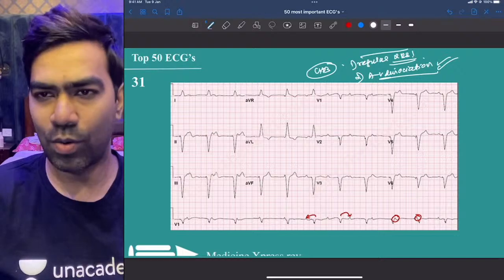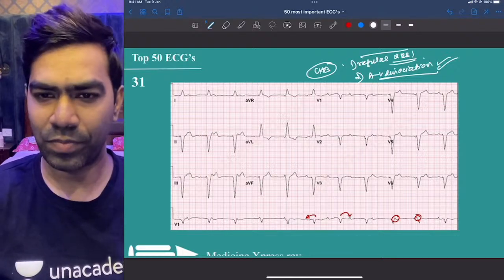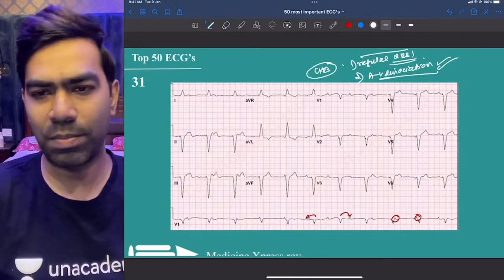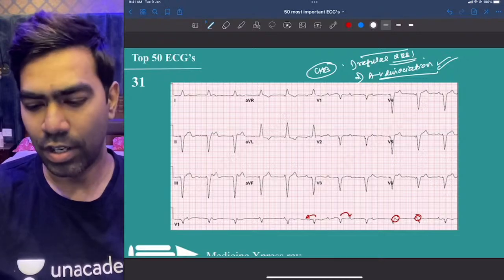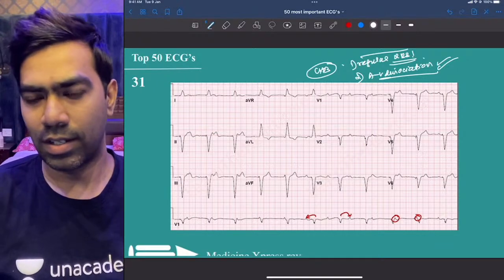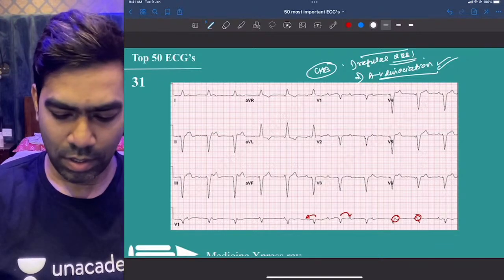And if you have a regular QRS, and on top of that a P wave that is not correlating with the QRS complexes at any point, that is very much suggestive of a complete heart block. So where is the P wave?